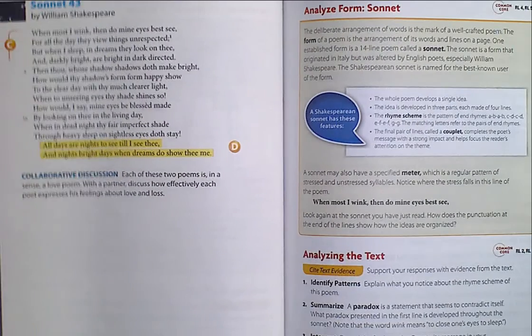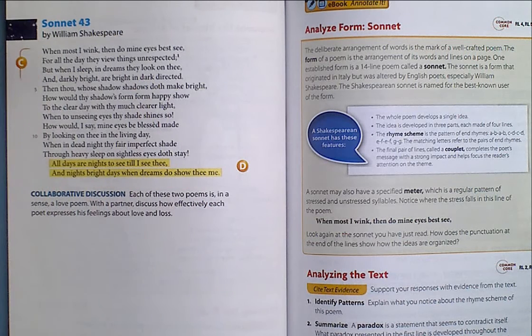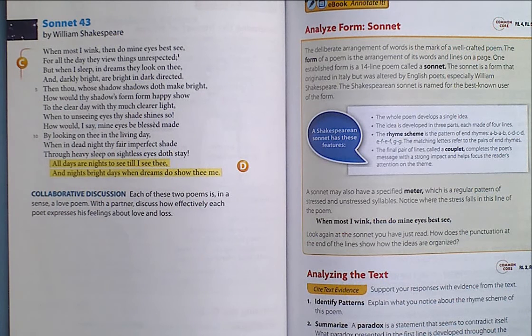The next poem is by William Shakespeare, and this is called Sonnet 43. He wrote a lot of sonnets, and they were all named just like this with numbers. So again, William Shakespeare's Sonnet 43.